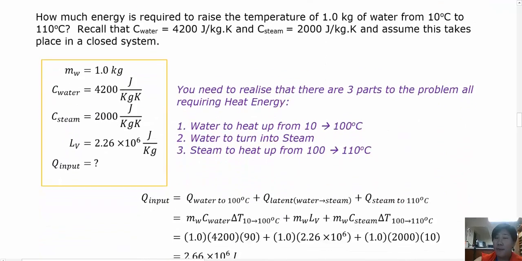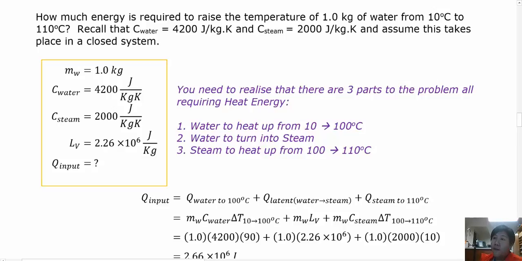Here's an example, just some really basic questions. So this is, I guess, what we call a C standard question. Read the question first, highlight the key points. How much energy is required to raise the temperature of 1 kilogram of water from 10 degrees to 110 degrees? Recall that the specific heats of water are these values, steam is that value. Assume that it takes place in a closed system.